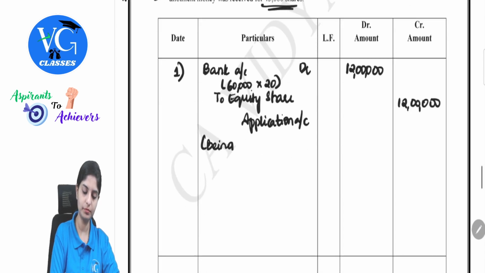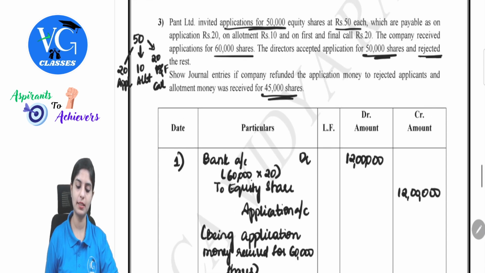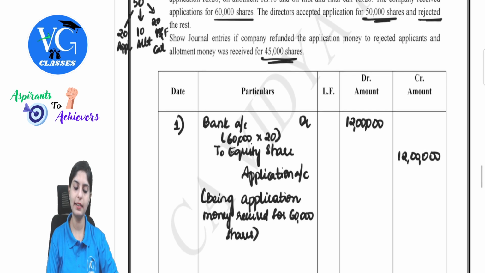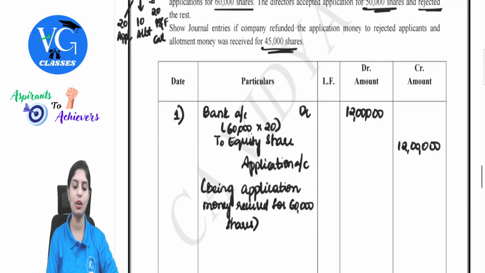Being application money received for 60,000 shares. Now the company is accepting applications only for 50,000 and rejecting the rest. Show journal entries if the company refunded the application money to rejected applicants and allotment money was received for 45,000 shares.